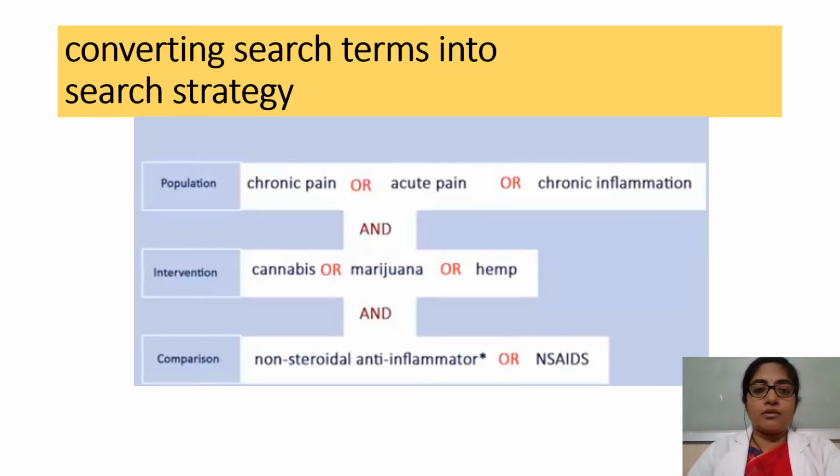Now here is a very important slide: how to convert the search terms into a search strategy. You have population, that is chronic pain or acute pain or chronic inflammation. These are all synonyms or alternate keywords. Then you have intervention and comparison. You join the alternative keywords with OR and join the PICO elements with AND. So vertically you add AND and horizontally OR, and that will give you your complete search strategy.